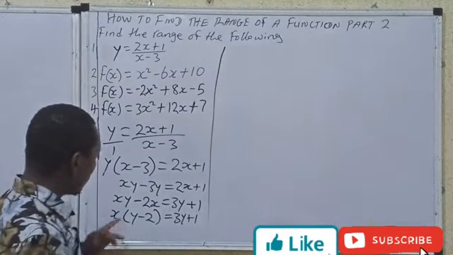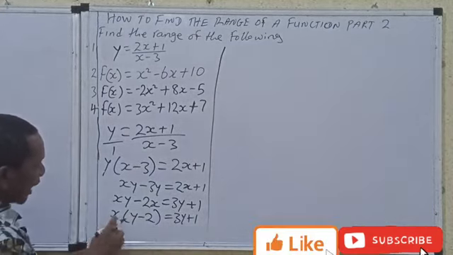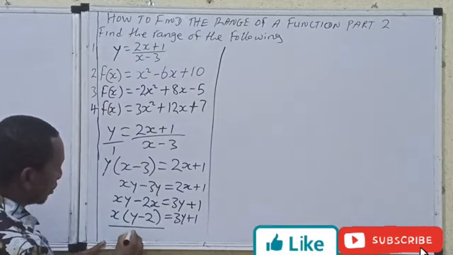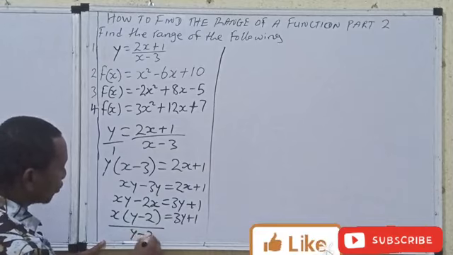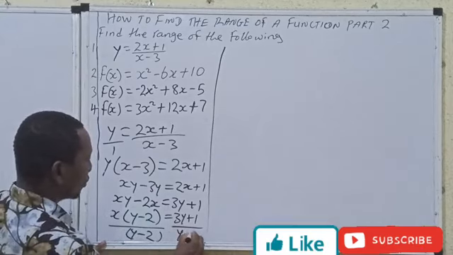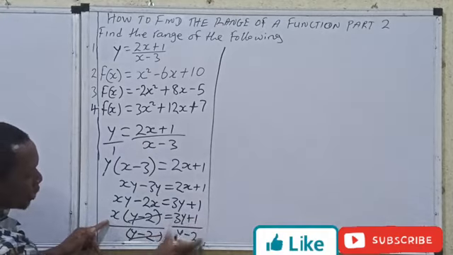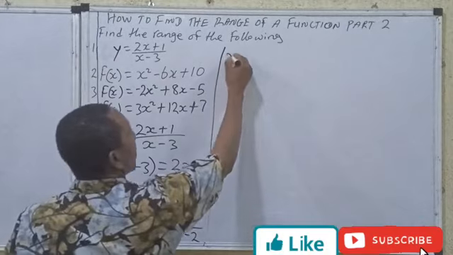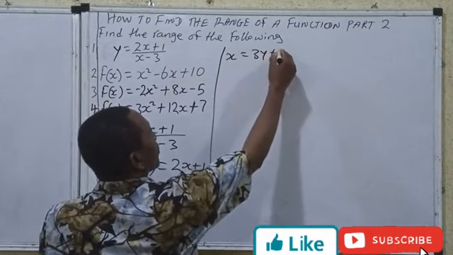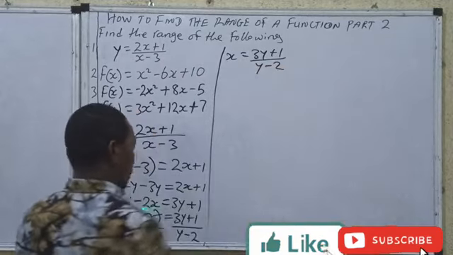Now remember, we can just divide. I'm dividing both sides by y minus 2. So this will cancel out this. So we now have x is equal to 3y plus 1 all over y minus 2.